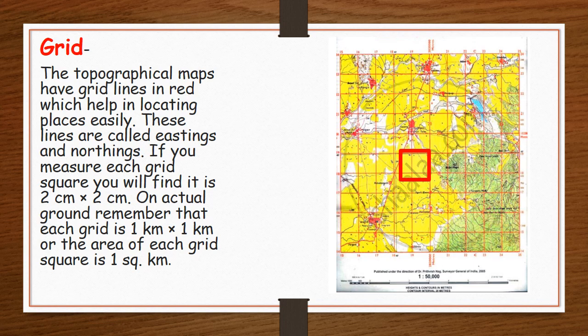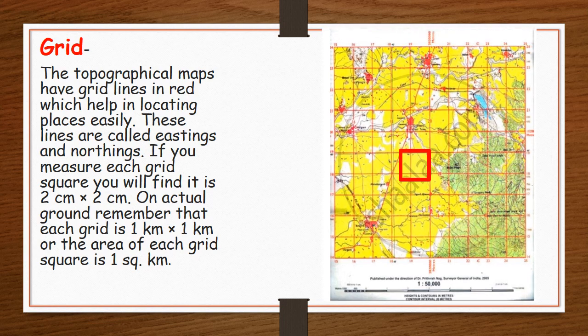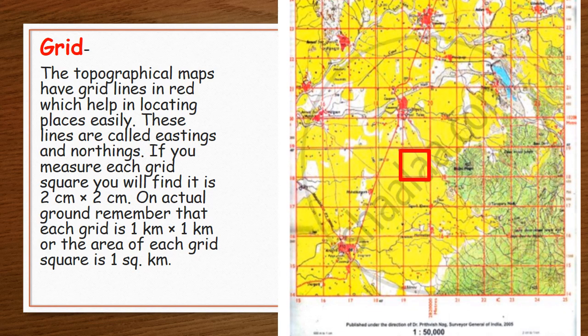Yes. As you know, the grid lines on topographical maps are always in red color, which help us to locate places very easily on the topo sheet. So these red lines, horizontal and vertical, mean the eastings and the northings. If you measure each grid square on the topo sheet, it is 2 centimeters. On actual ground, we have to remember that each grid is 1 kilometer into 1 kilometer, or the area of each grid square is 1 square kilometer. So here in the slide you can see that.